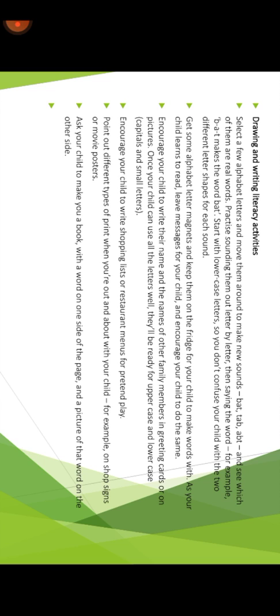So practice sounding them out letter by letter and saying the word, for example, B-A-T, bat. It makes the word bat. Start with lowercase letters, of course, so you don't confuse yourself with the two different letter shapes for each sound. Get some alphabet letter magnets and keep them on the fridge for your child to make words with.